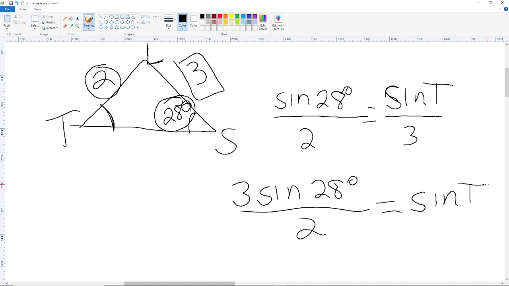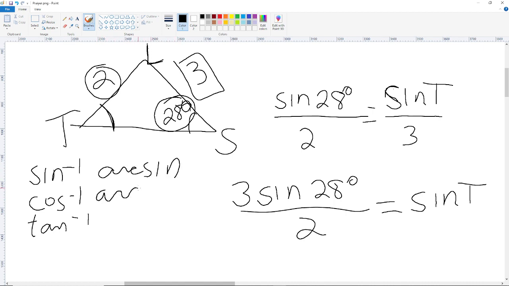angle T? Well, we have these functions called arcsine, arc cosine, arc tangent. And there's also arc secant, arc cosecant, arc cotangent. Sometimes they're written like this, A-R-C-S-I-N. And then arc cosine and arc tangent.